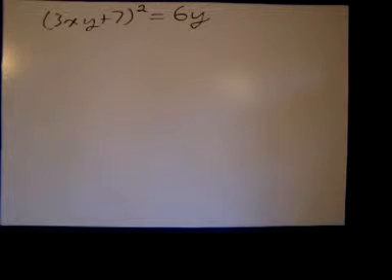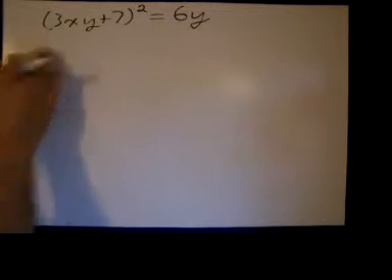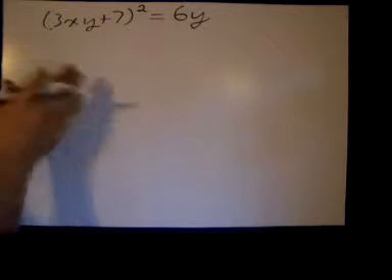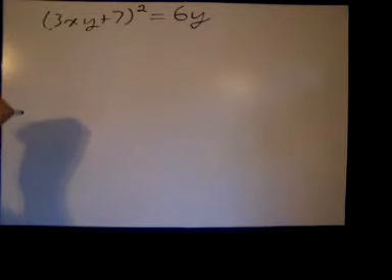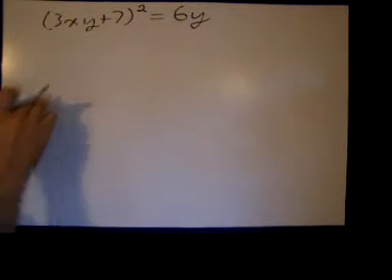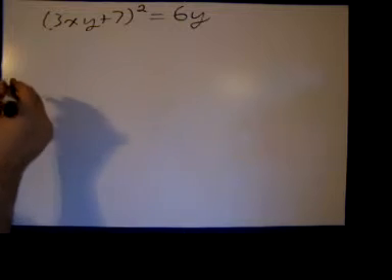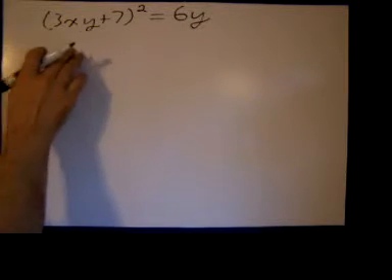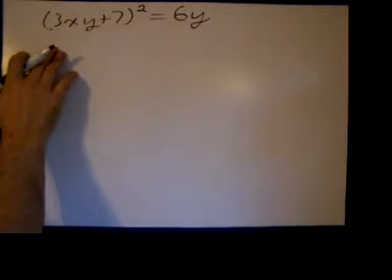Morning. Today we're going to find the derivative of this function. It's an implicitly defined function, so we're going to use implicit differentiation. We're going to treat y's as functions of x's. So the first thing we're going to do is take the derivative of both sides.